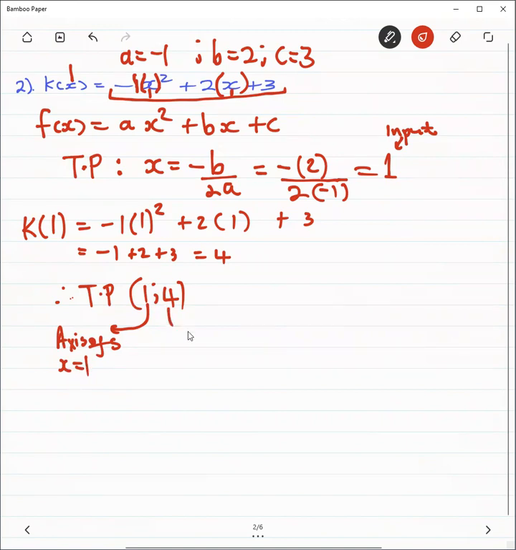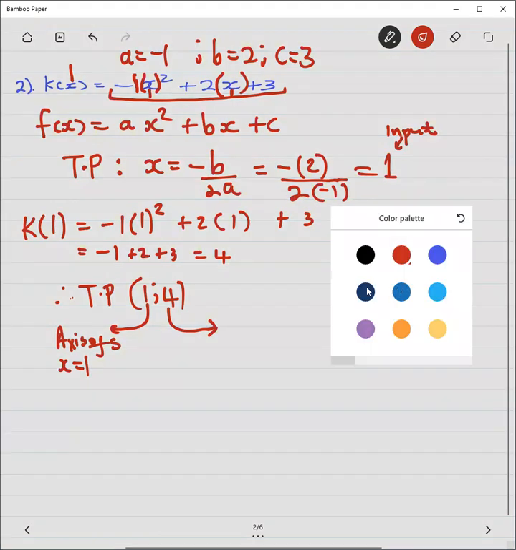And then this one will either be our min or max based on where the graph is facing. Remember, we said a is equal to -1, which is less than 0 now. If it's less than 0, we're facing down. So our parabola looks something like this now. So it means our turning point is going to be there. Oh, sorry.